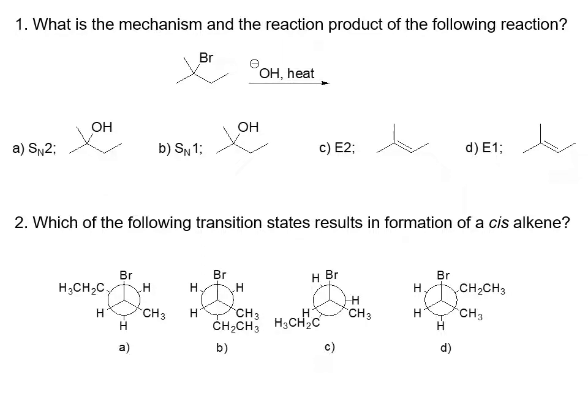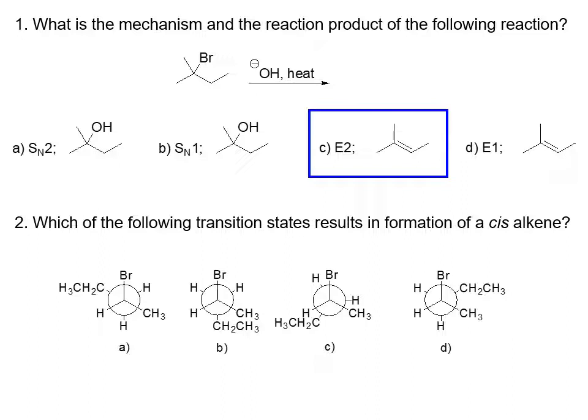And with tertiary substrates, E2 elimination is preferred. Tertiary substrates undergo very fast elimination reactions, much faster than secondary or primary. So the correct answer is C, the reaction mechanism is E2, and the product is 2-methyl-2-butene.